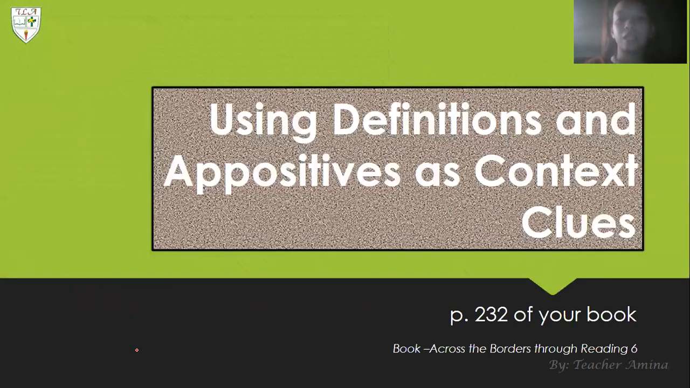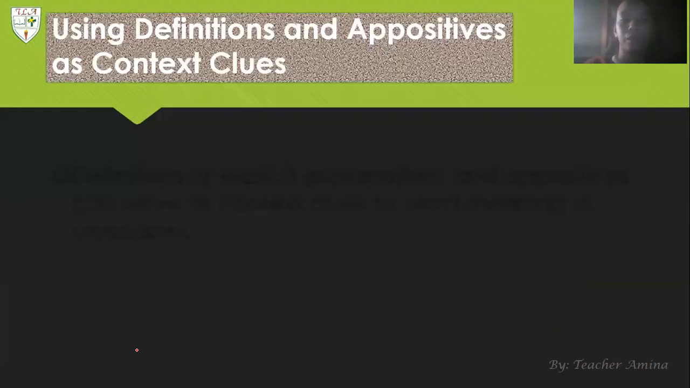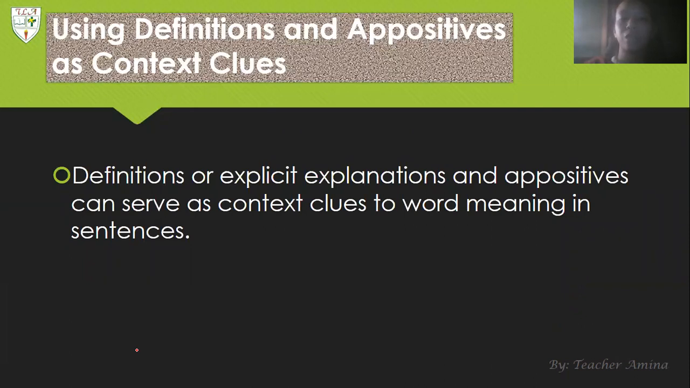Okay, another lesson that we're going to discuss today is about using definitions and appositives as context clues. So definitions or explicit explanations and appositives can serve as context clues to word meaning in sentences. So what is a context clue again? It is the word or a group of words that can be found in the sentence or passage that tells us the meaning of the unfamiliar or difficult word.